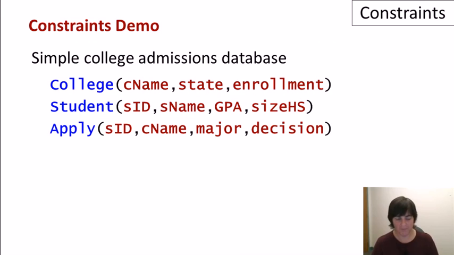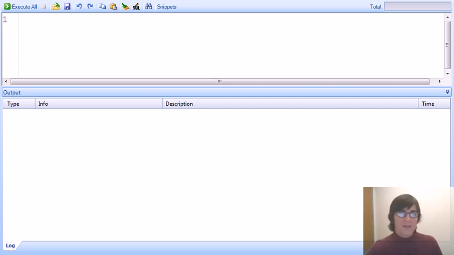For a demonstration of constraints, we'll be returning to the same simple college admissions database that we used for our SQL demos. We have 3 tables, one with a few colleges, one with a number of students, and finally a table that has information about students applying to colleges. Let's start by creating a table with a non-null constraint.